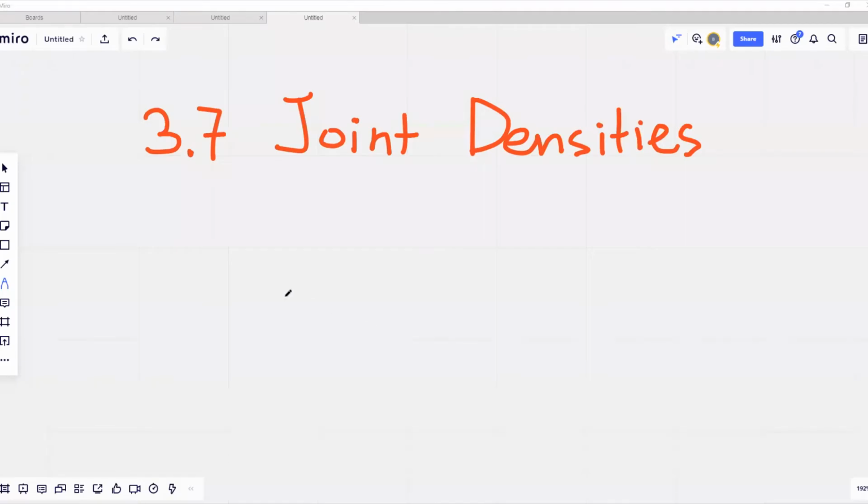Welcome, students. In this video, we are going to study the concept of joint densities. So far, we were interested in probabilities concerning only a single variable of interest. However, in many cases, we would like to find probabilities related to the case when we have several variables of interest.